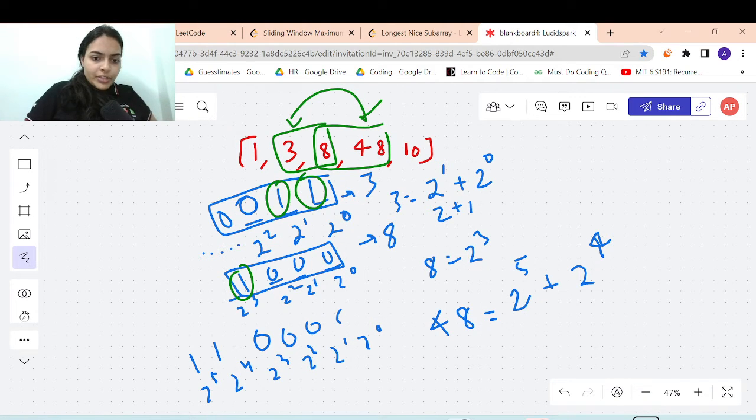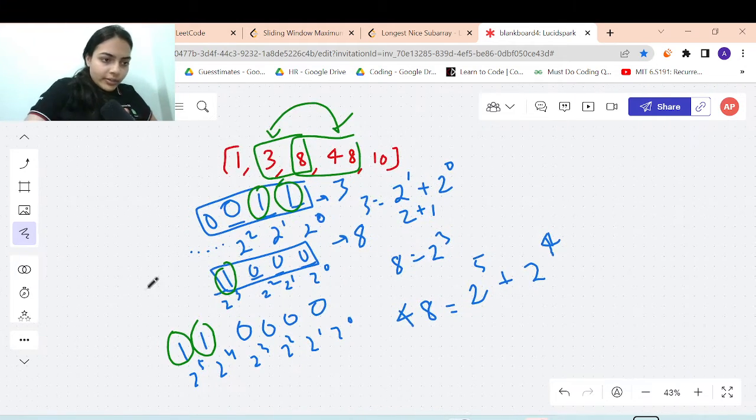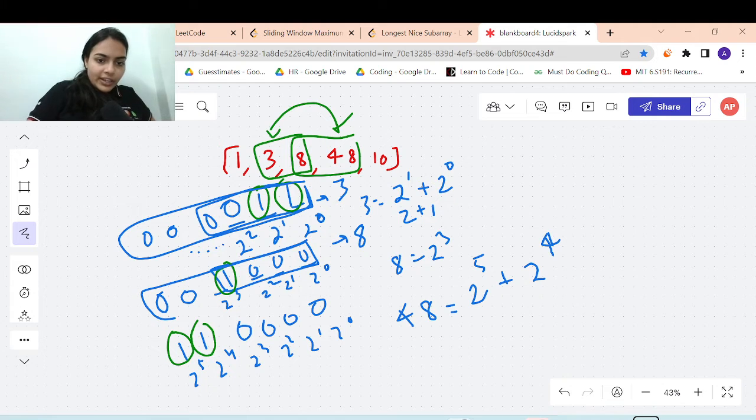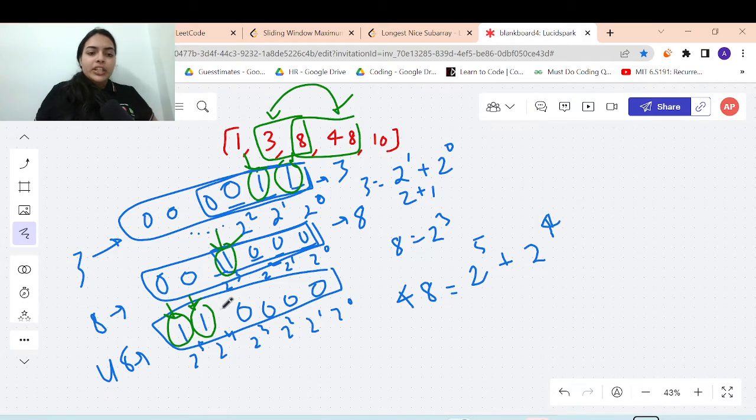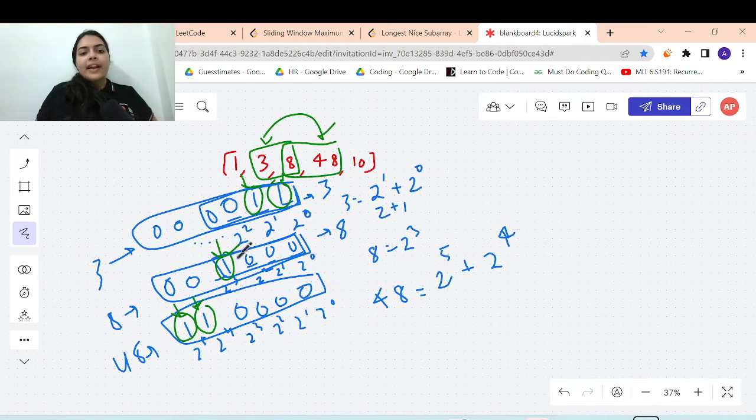All this is 0. So for 48, the 1 is in even further positions. If I continue, for 3 and 8 I can write zeros here. So this is the binary representation for 3, this is for 8, and this is for 48. Again you can see that the ones are all in different positions, because of which the AND between all the elements is equal to 0.